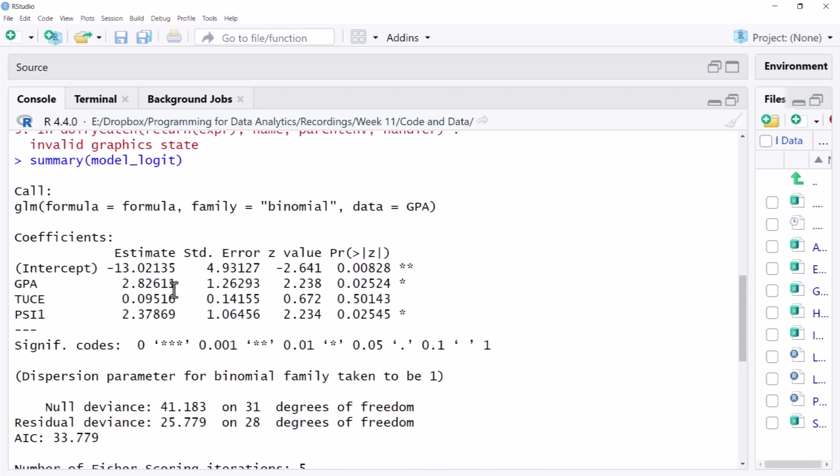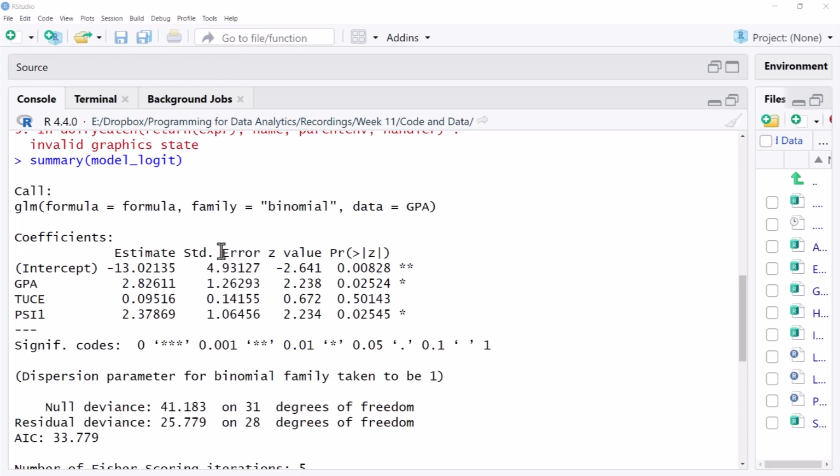So for example, let's look at this 2.83 or 2.826. We can say that on average, each grade point increase significantly increases the logit by almost 2.83%.